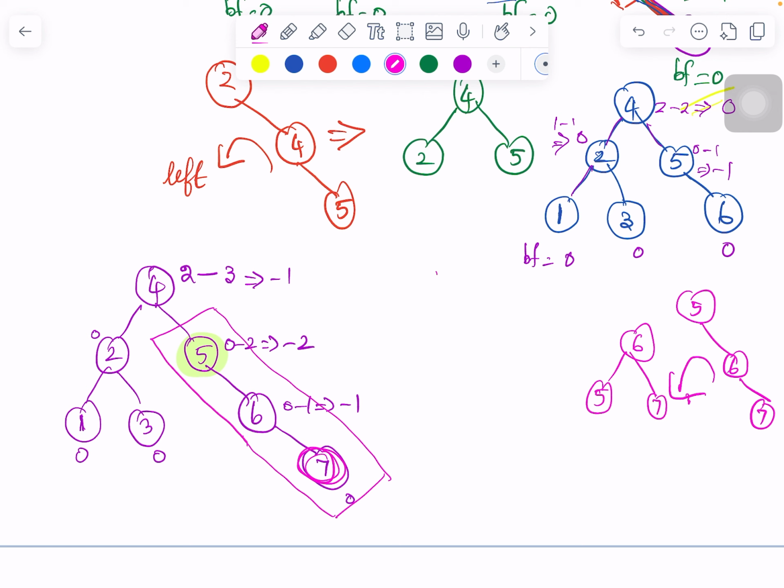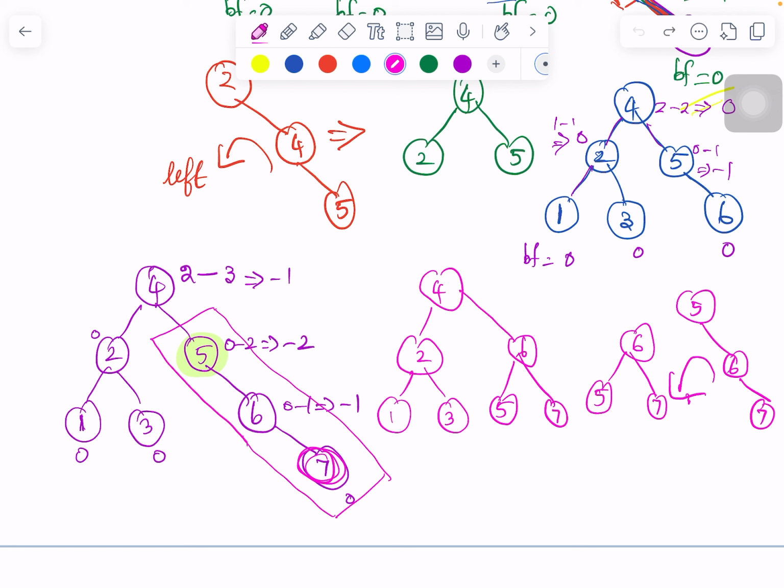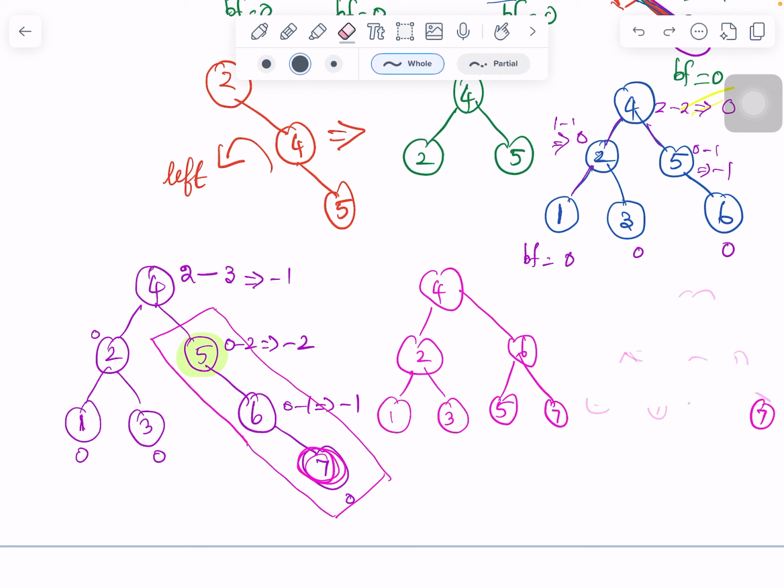Fine. Now let us redraw this tree. So 4, 2, 1, 3. Now this part is going to be 6, 5 and 7. Fine. So now let us find out the balancing factor. So what is going to be the balancing factor now? Balancing factor for node 7, 5, 3, 1 is all 0. And for node 2 is 0. For node 6 is 0. And for node 4 it is 0.